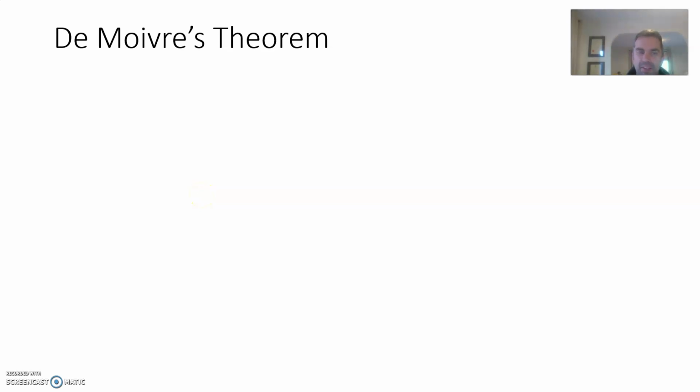Hi guys, in this video we're going to be looking at de Moivre's theorem, which is really just an extension of the multiplication rules for polar form. So if we start off thinking about any complex number z, which has a modulus of mod z and an argument of theta, then that would be mod z cis theta.